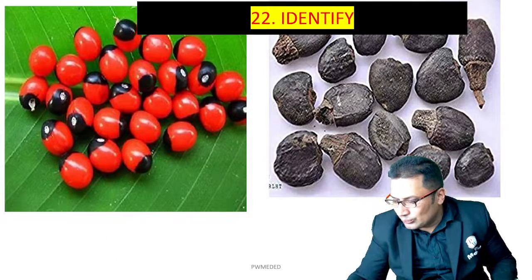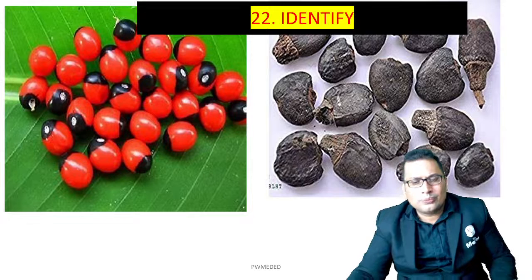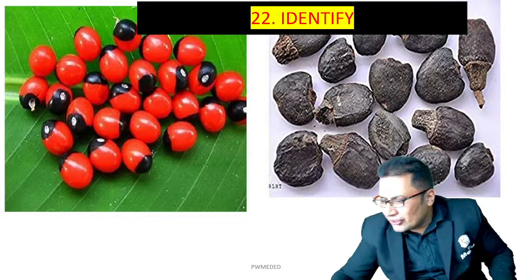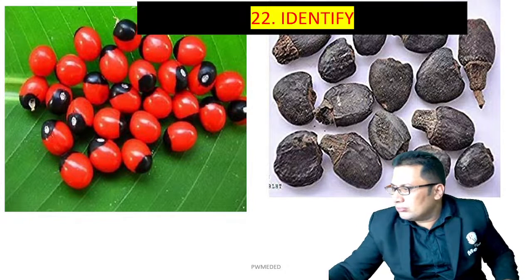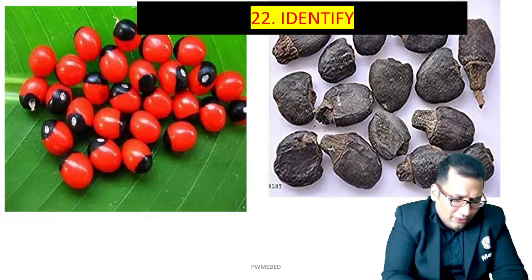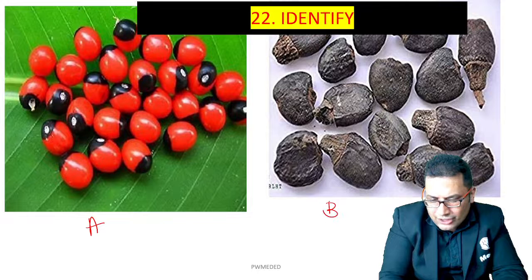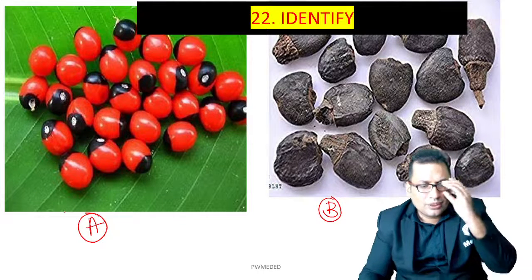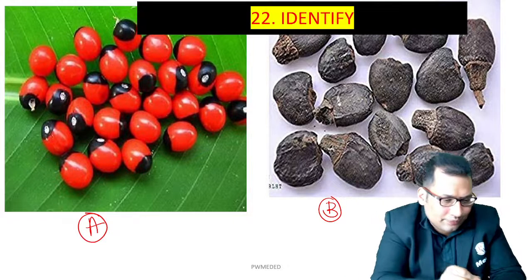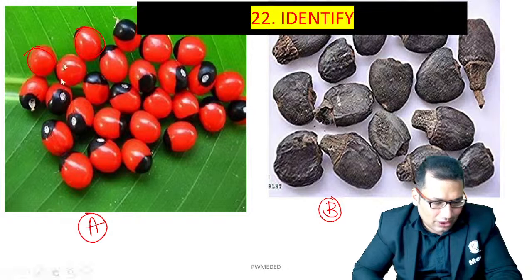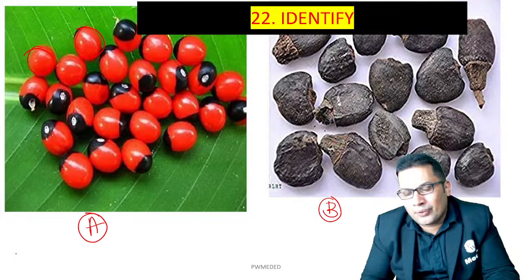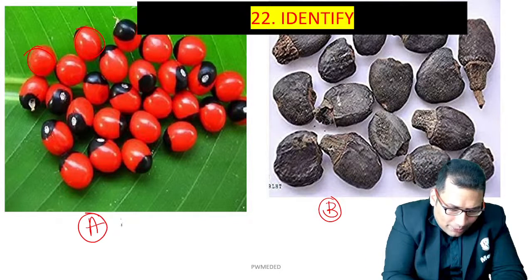Question number 22. There are 2 images given. Both are poisonous seeds. What you can see here, A and B, can be asked in your FMGE exam. In image A, the color is black and red, a very attractive color. So they are known as Rati seeds, nothing but Abrus precatorius.